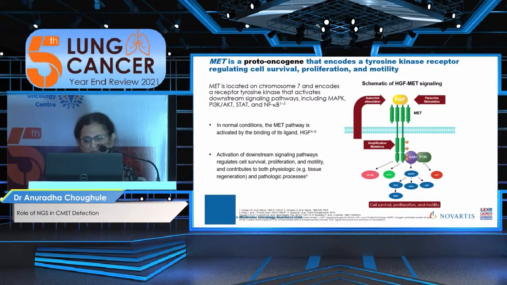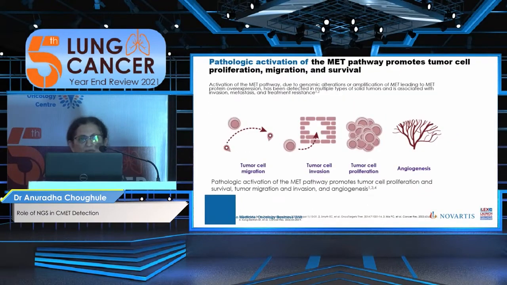The role of MET is to regulate cell survival, proliferation, and motility, and it also contributes to both physiologic and pathologic processes. When there is a pathologic activation, that is, when genomic aberrations are present on this MET pathway, there is tumor cell migration, and through this tumor cell invasion, you see tumor cell proliferation as well as angiogenesis.